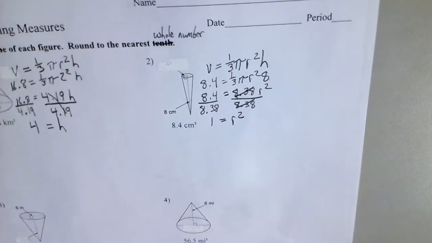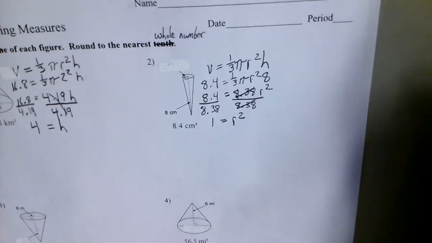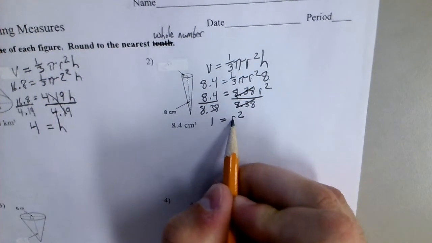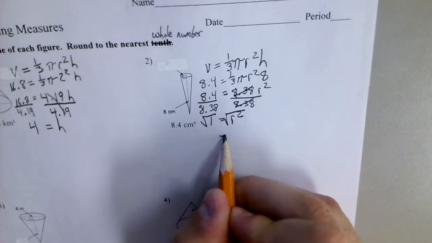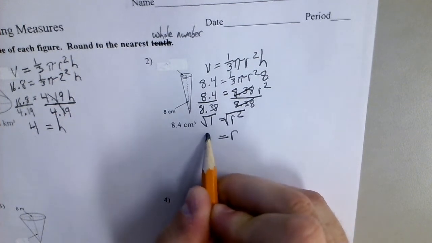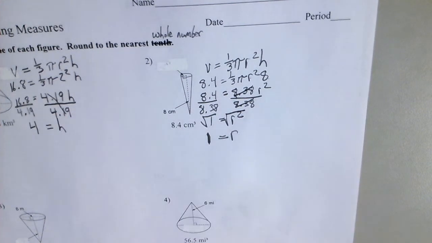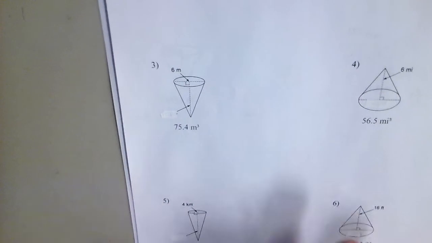Now, just for the sake of solving and showing your work, the opposite of squared is square root. So we're going to square root both sides, and we're going to get the radius is equal to 1 on this one. You can go ahead and check it if you want. I am going to move on to number 3.